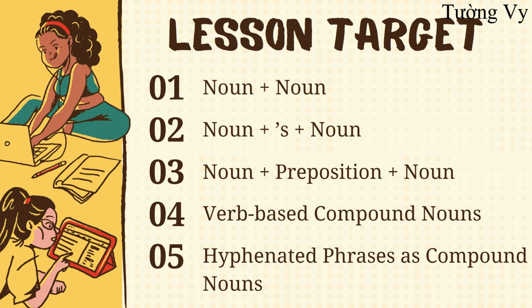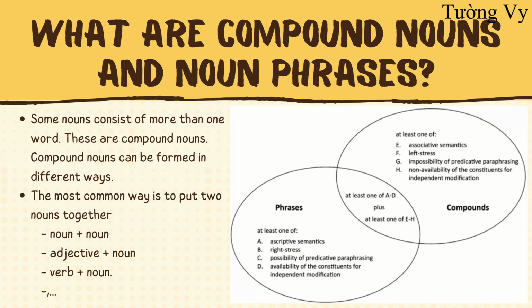Next is verb-based compound nouns, which are derived from verbs. And the last is hyphenated phrases as compound nouns, where words are connected with a hyphen. Each of these forms plays a unique role in English, and we will break them down with clear explanations and examples. So, what are compound nouns and noun phrases?